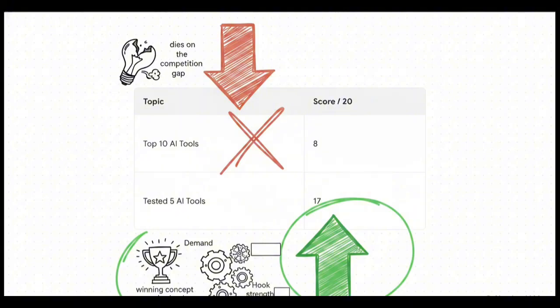Bam! That scores a massive 17 out of 20. It makes a specific promise, it has a personal test angle, and a killer hook. This engine actually forces you to score ideas on demand, gap, evergreen value, and hook strength. You only execute on the winning concepts.